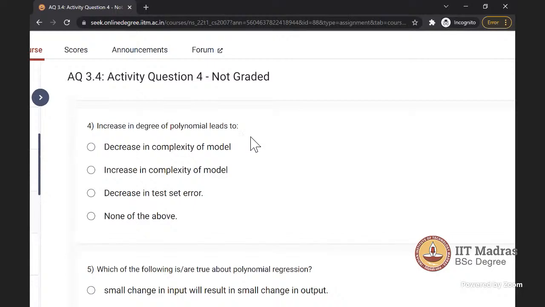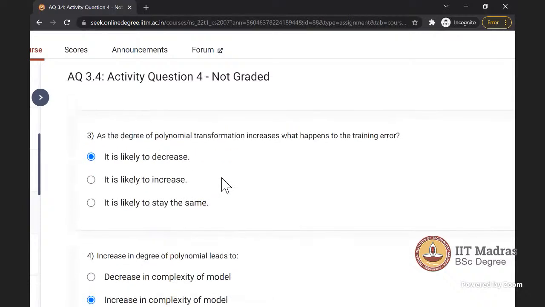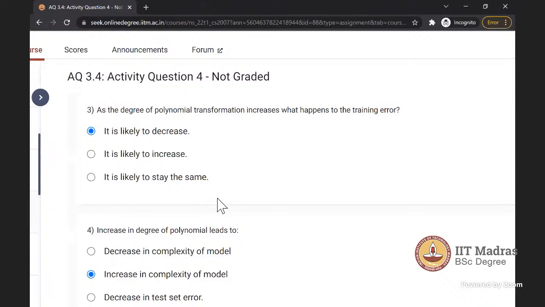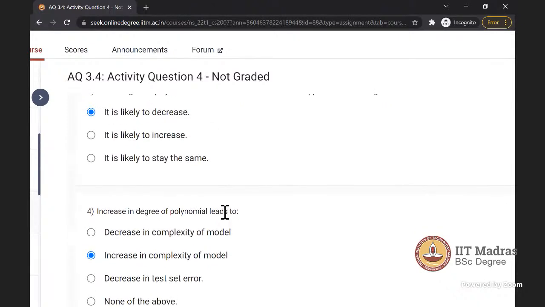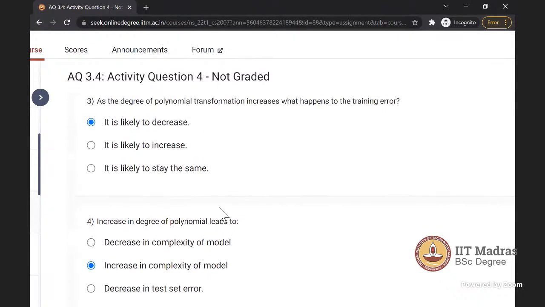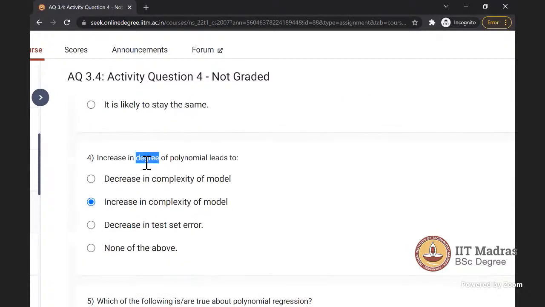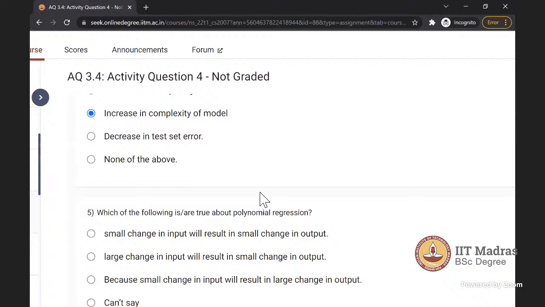Next question. Increase in the degree of polynomial leads to? The second option. Actually, it is not the opposite: the same thing is being asked in a different manner. In question number 3, we asked what will happen to training error, and question number 4 asks what will happen to the complexity of the model. Definitely it is going to increase. Therefore, the training error is decreasing.